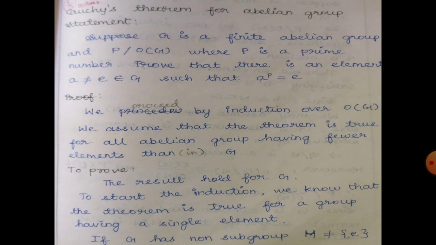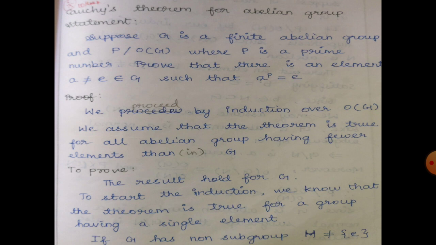So the statement is, suppose G is a finite abelian group and P divides the order of G, where P is a prime number. Prove that there is an element A not equal to E in G such that A power P is equal to E. So what is given: G is a finite abelian group and P divides the order of G. This P is a prime number. We have to show that there is an element A that is not equal to the identity element in G such that A power P is also E.